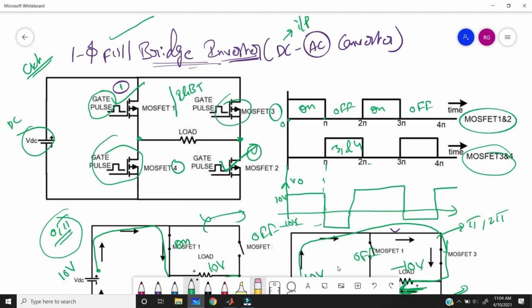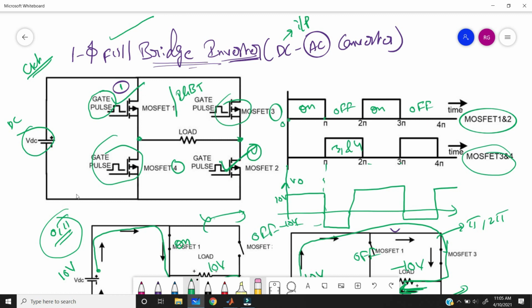You may have a doubt: why do we need to turn on 1 and 2, and 3 and 4 at a time? What will happen if I turn on 1 and 4 at a time? Yes, you can turn on 1 and 4 at a time, but the reason I'm not taking it is, if you turn on 1 and 4 at a time, the current flows from the DC source through switch 1 and switch 4. Here this is short circuited, then our output will be 0. That's why I'm not taking 1 and 4.